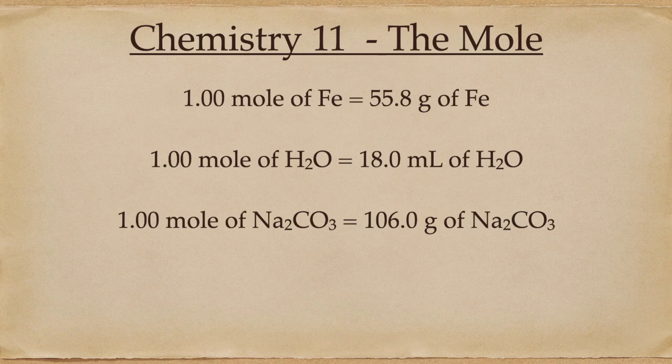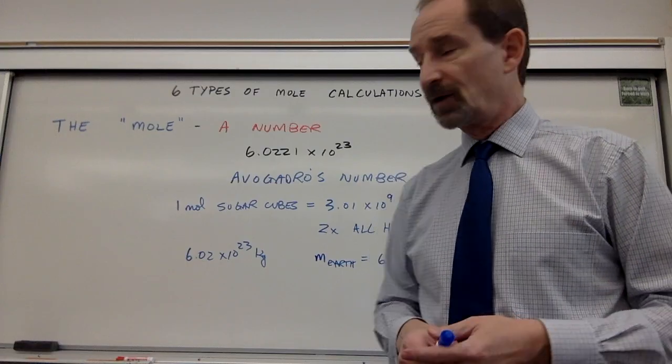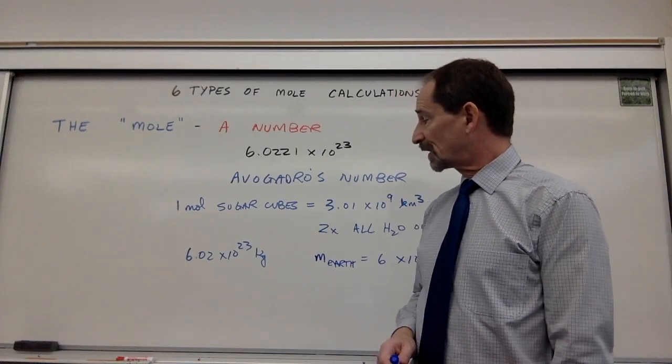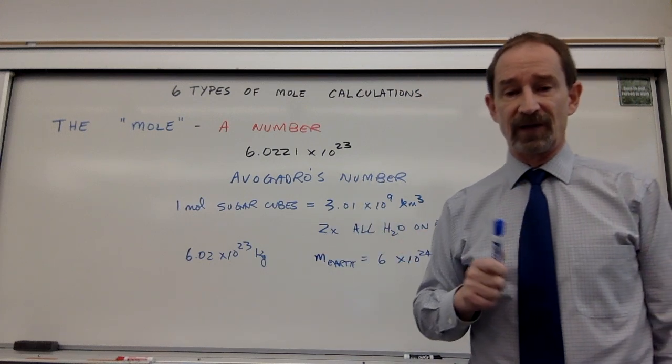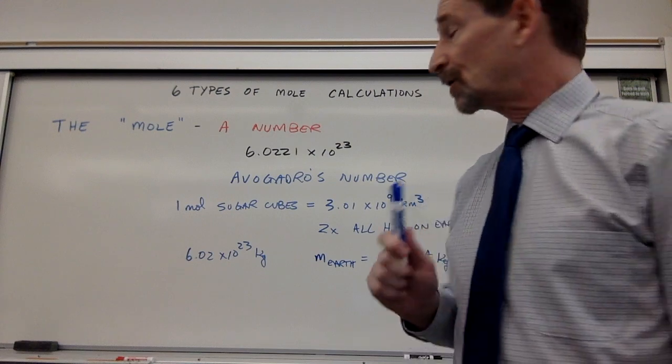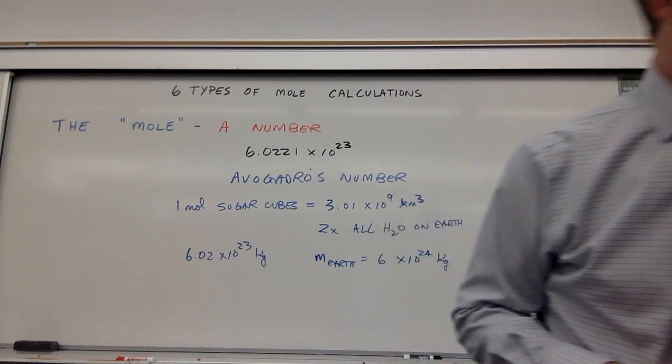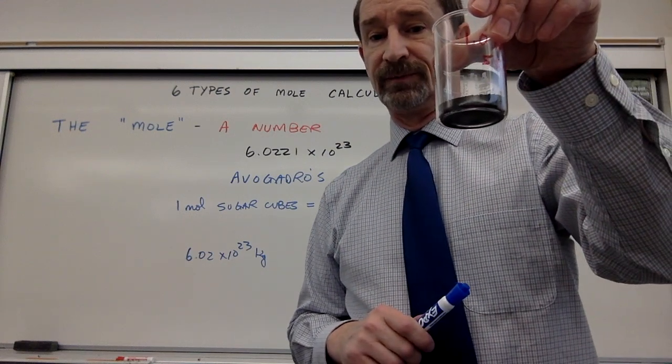That tells you that a molecule or an atom is very, very tiny. If I've got 6.02 times 10 to the 23rd kilograms, that's nearly the entire Earth. But if I have 6.02 times 10 to the 23rd atoms of iron, it's only this much.